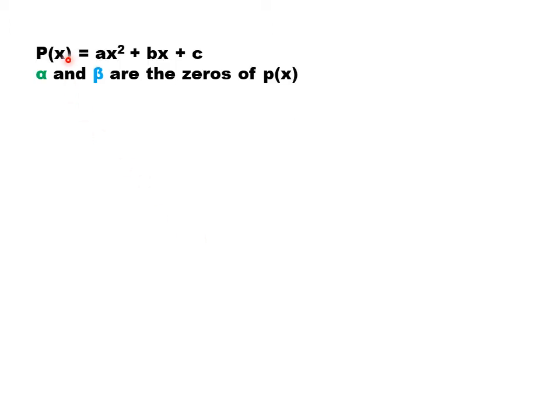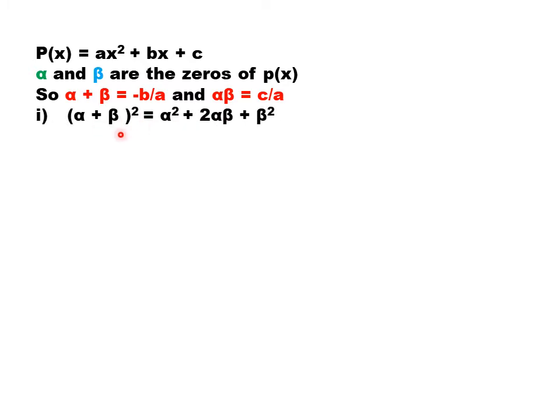So the given polynomial is ax square plus bx plus c. Alpha and beta are the zeros of p of x. So alpha plus beta equal to minus b by a, alpha beta equal to c by a. This is the basic relationship.